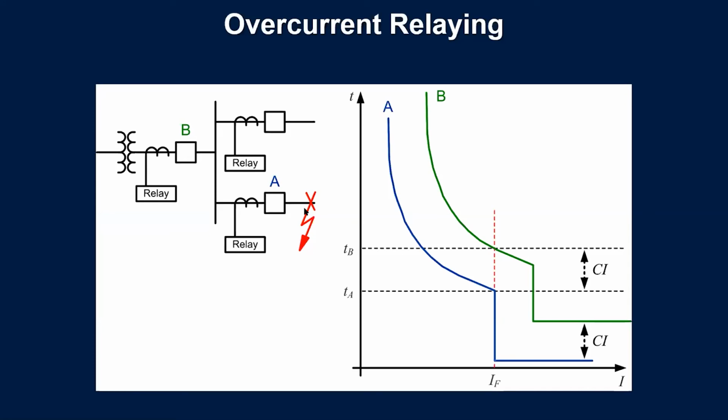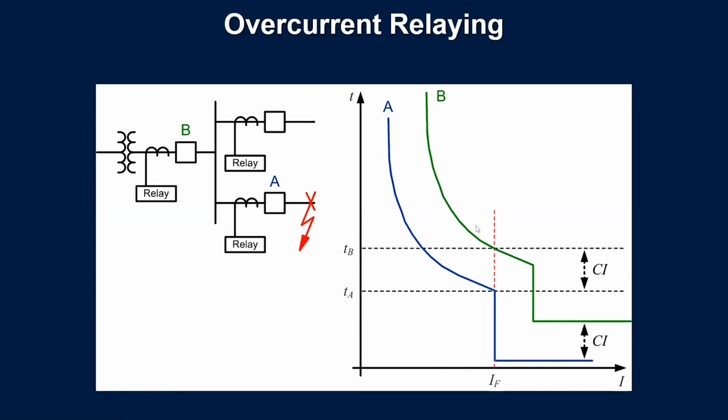So classically, we use time as a means of establishing selectivity. We can coordinate protection between the two systems using something like a time current curve, where you can see the higher the current, the lower the time response of the relay. Lower current gives a higher time response. And so for any available amount of fault current, I would expect to see relay A time out and trip before relay B does. And this gives me the selectivity I need.